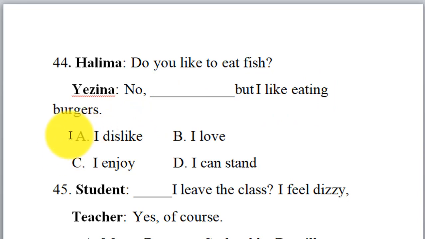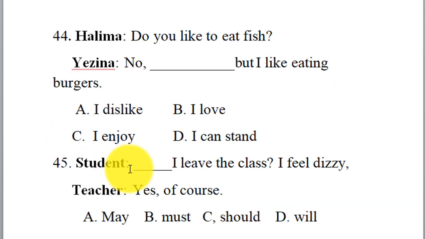Absolutely. So the answer is A. Fine. Question number 45. The conversation between student and teacher. Blank, I leave the class, I feel dizzy. I'm depressed today. I feel sick, I feel pain, so I don't want to stay in the classroom.